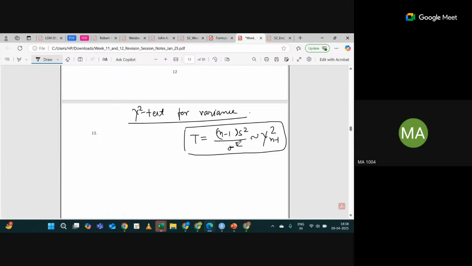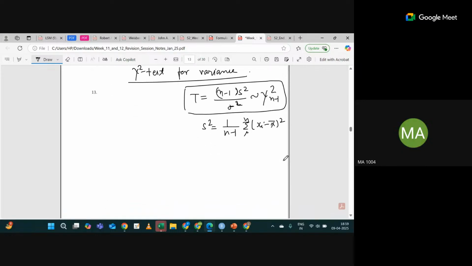This is called the test statistic for chi-square, where S square is 1 upon n minus 1 times the sum of xi minus x bar whole square. This is the sample variance. So I will proceed with the steps. In general, suppose x1, x2, ..., xn are IID normal samples, as in the case of the t statistic. What was the difference? Sigma square is unknown.